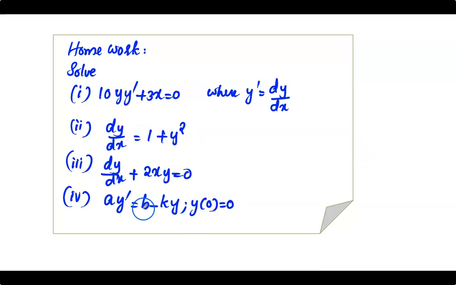Here this k will be a constant, and y of 0 equal to 0 implies that whenever x is equal to 0, y is also equal to 0. So you will need to solve this differential equation and then substitute x equal to 0 and y equal to 0 in the general solution to solve this initial value problem.